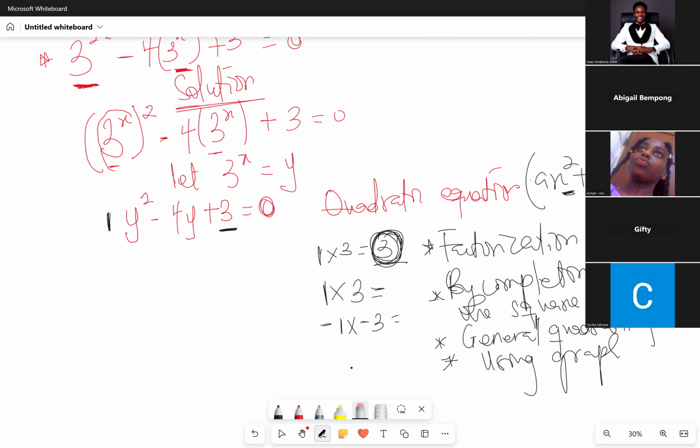Now, these factors you've established, ask yourself, which of them, when you slot a plus in between, will give you the coefficient of x, I mean the B? Which of them, when you slot plus in between, will give you B? That's a question you have to ask yourself.